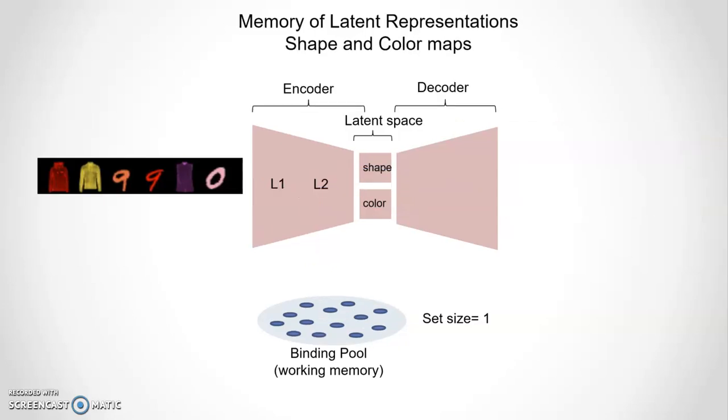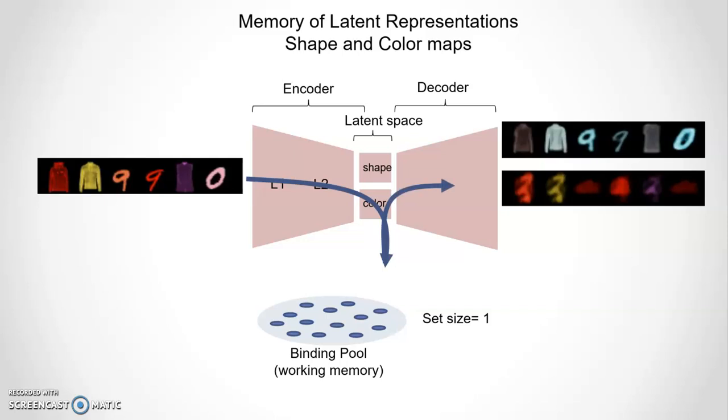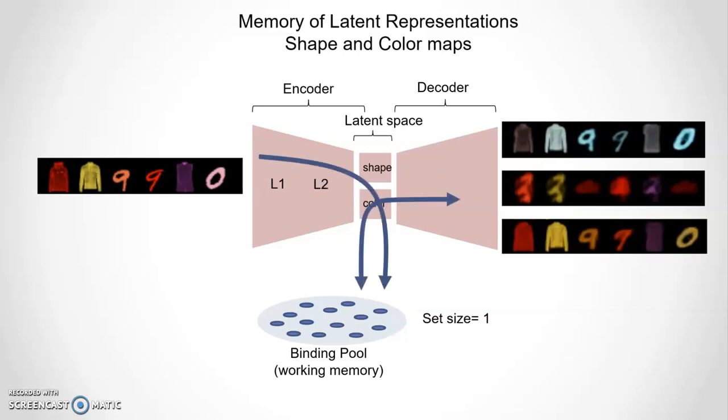We can also see the memory encoding for shape and color maps. Again, in this case, images are shown one at a time. The activations of the shape map are projected to the binding pool, then they're projected back to the shape map, and then they're reconstructed. Similarly, for the color, we could reconstruct only the color of images. And using the same method, we could also reconstruct both shape and color of the original stimuli.